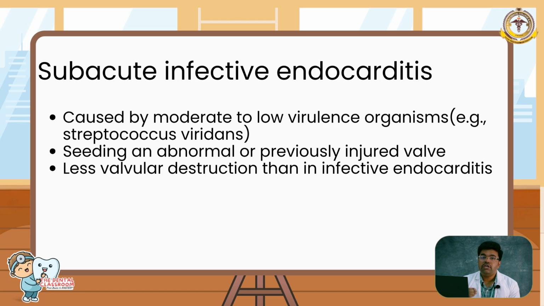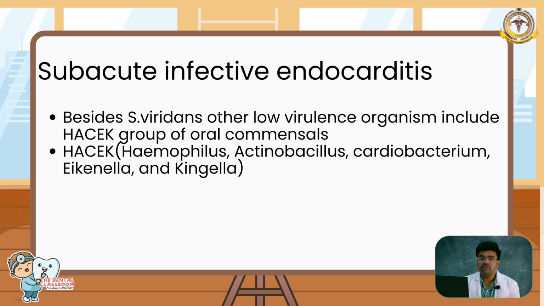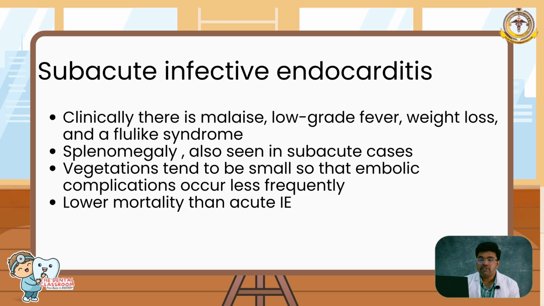It can affect a previously injured valve, and there is less valvular destruction compared to that of acute infective endocarditis. Besides Streptococcus viridans, other oral commensals that can cause infective endocarditis are a group of organisms: Haemophilus, Actinobacillus, Cardiobacterium, Eikenella and Kingella. Clinically, in subacute infective endocarditis, there is low-grade fever, weight loss and a flu-like syndrome. Splenomegaly can be seen in both acute and subacute infective endocarditis.